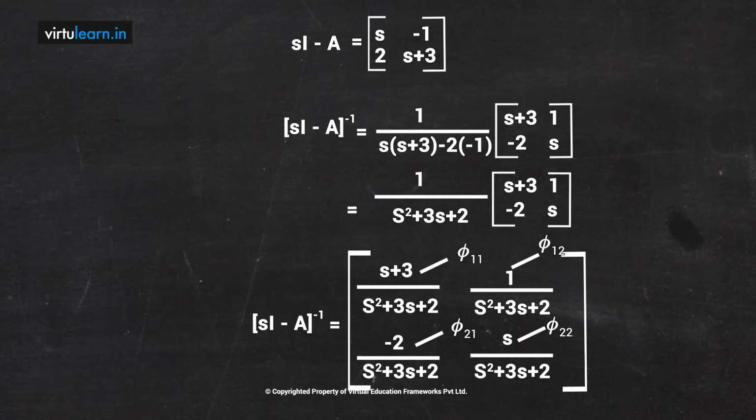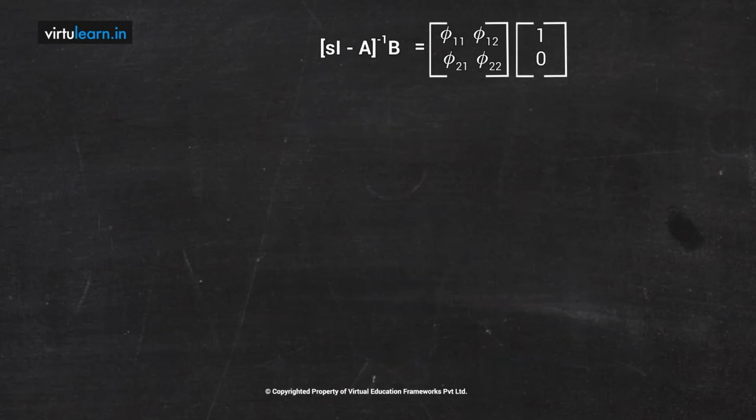So let us take each element: phi 1 1, phi 1 2, phi 2 1 and phi 2 2. Once this is there, I can write (sI - A) whole inverse as [phi 1 1, phi 1 2; phi 2 1, phi 2 2]. So we need to do the other multiplications. First we will multiply with the B matrix [1; 0]. When you multiply with [1; 0], you will get only the first column, that is phi 1 1 and phi 2 1.